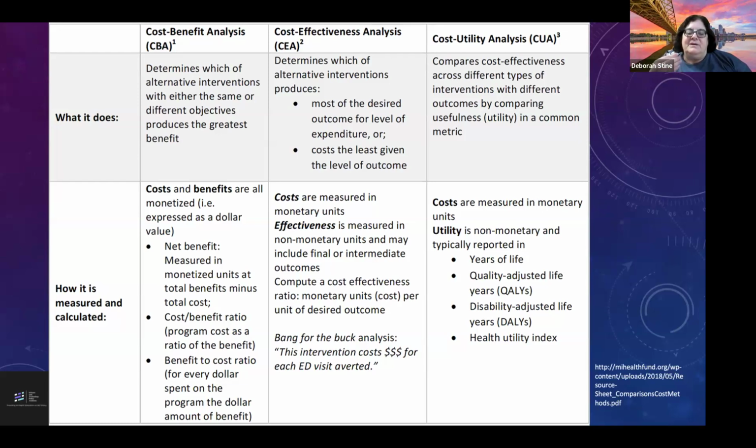Then when you're looking at cost effectiveness analysis, you're looking at what's going to get the best bang for the buck. So we're looking at, okay, well, the measurement is averted visits to the emergency room. And then, as I mentioned, for cost utility analysis, you're looking at things like years of life, quality adjusted life years, disability adjusted life years, and generally health utility. That is, the quality of health that you will have.